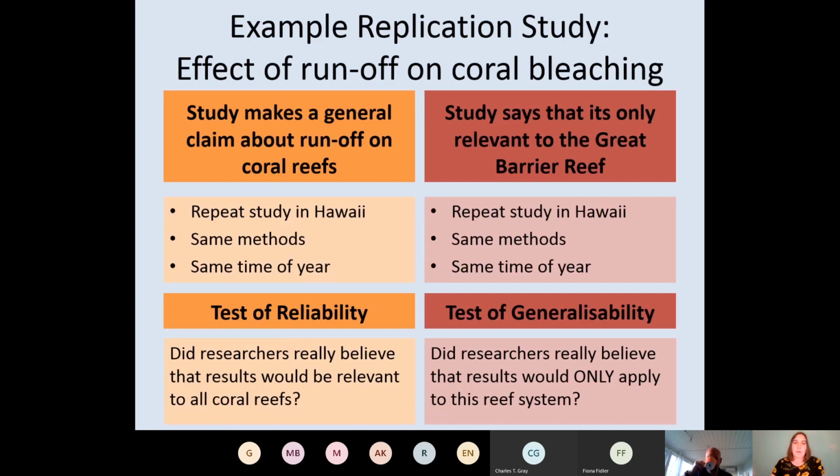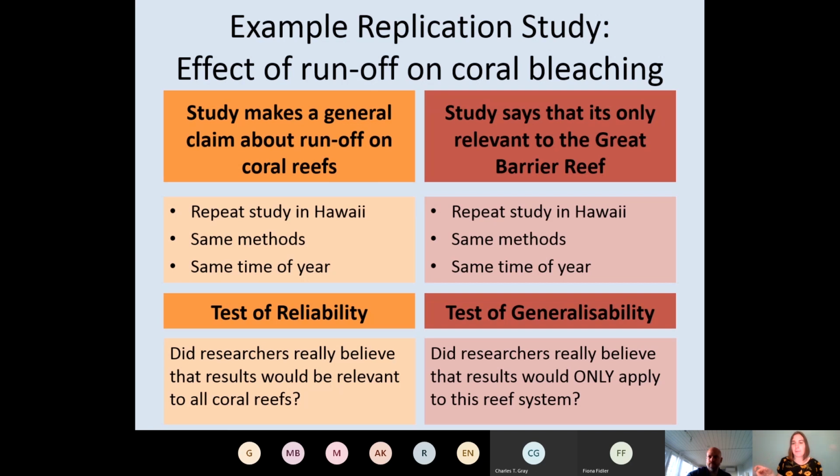To pick this apart a little bit more, here's a nice example replication study. Say there was a study on the effect of runoff on coral bleaching. One version of that study might make a general statement about the effect of runoff on coral reefs. A different version of the same study could have equally said that that study is only relevant to the Great Barrier Reef. If you're in the world on the left and you repeat the study in Hawaii using the same methods at the same time of year, or even theoretically at a different time of year, that would be a test of the reliability of that claim.